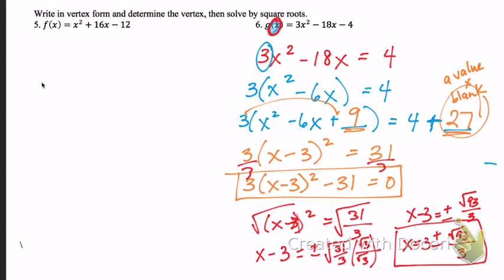There is no way to simplify that any further. I don't think. Is there? No, I don't think so. Because 9 does not go into it. So I'm going to leave it as the square root of 93 on the top, and then square root of 3 times square root of 3 just becomes 3 on the denominator. So vertex form looks like this. Solving looks like this. Okay, I want you to try number 7.